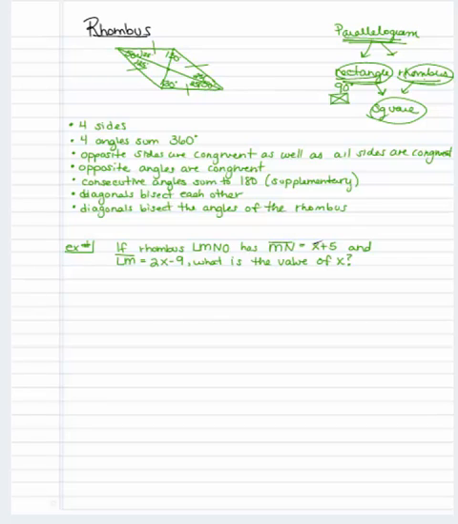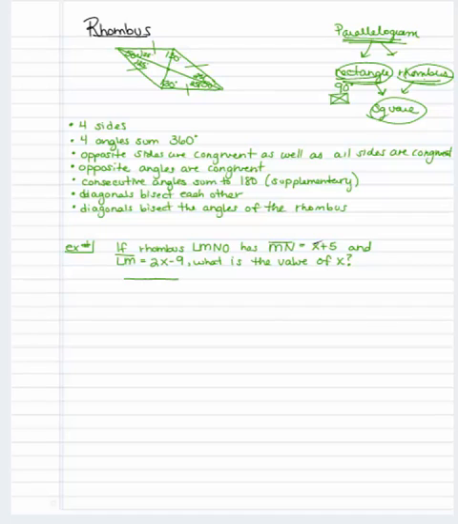So for example number 1, if rhombus LMNO has MN equal to x plus 5 and LM equal to 2x minus 9, what is the value of x? I don't know what they're talking about without a picture. So let's draw a picture.